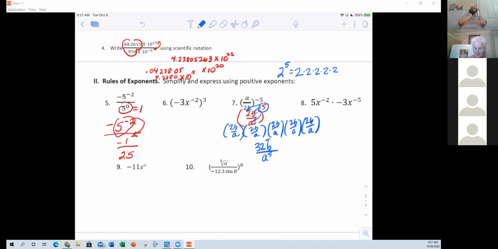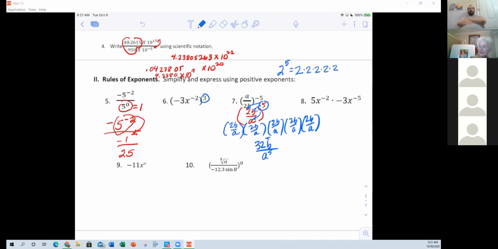Okay, Leticia, what do you think? I'm still working. Okay, tell me, what we did on number 7, what does this power of 3 tell us to do with what's on the inside of those parentheses? It needs to be multiplied into the inside. Okay. So what is -3 to the 3rd and x to the -2nd to the 3rd? So what is -3 to the 3rd?